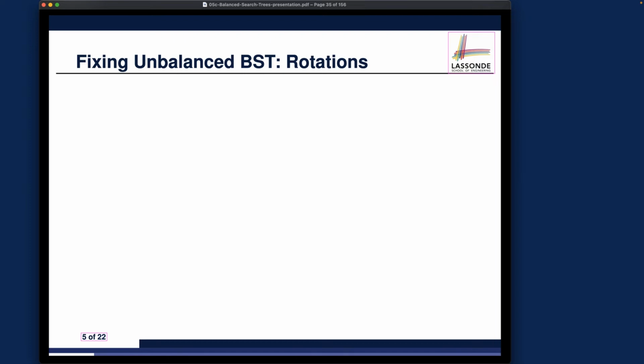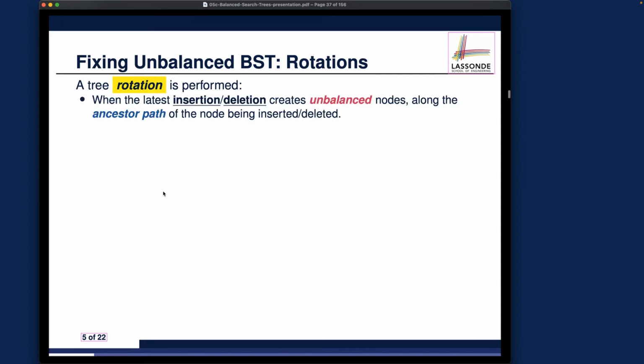Before we do some very concrete exercises together, I have quite a good number of exercises to do with you. Before that, I would like to give you an abstract, intuitive introduction to what a rotation is. Let's take a look. A tree rotation will be performed if the latest insertion or deletion creates unbalanced nodes. And don't forget the insight we concluded from the earlier part. We said that those unbalanced nodes should be along the ancestor path of the node being inserted or deleted.